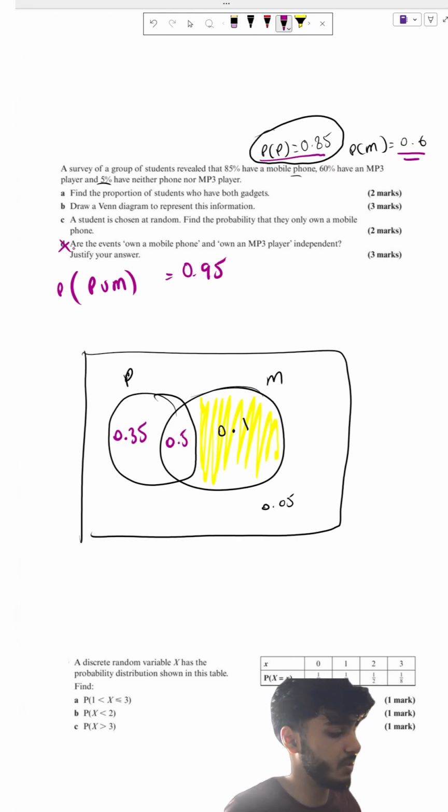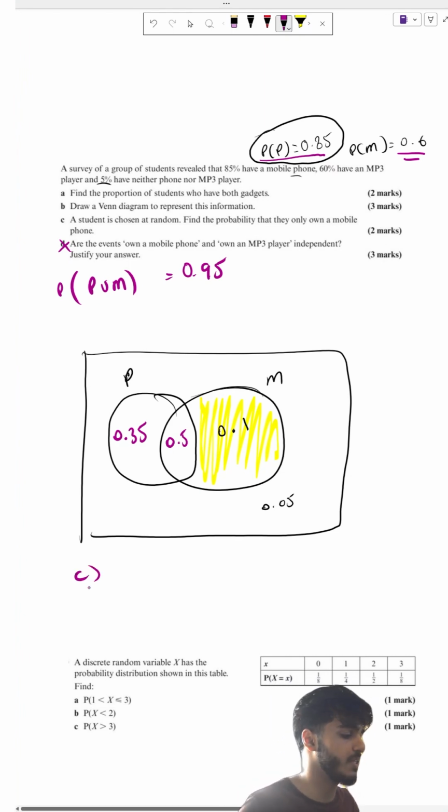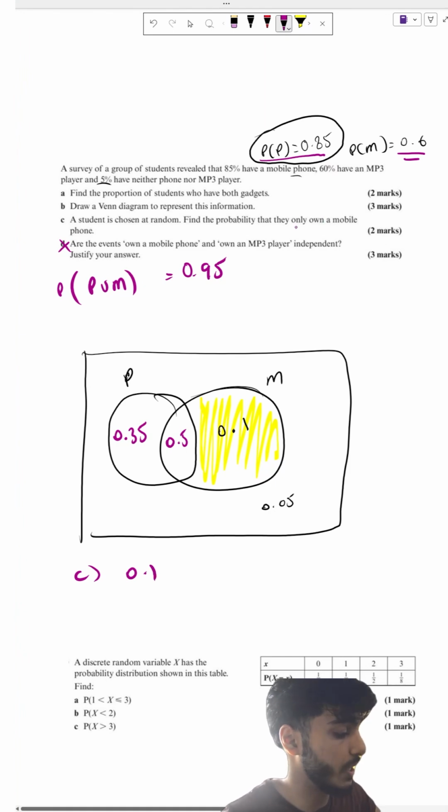Part C, a student is chosen at random. Find the probability that they only own a mobile phone. So that's going to be 0.1 because it says only. Okay, the 0.1, that's it. Happy with that?